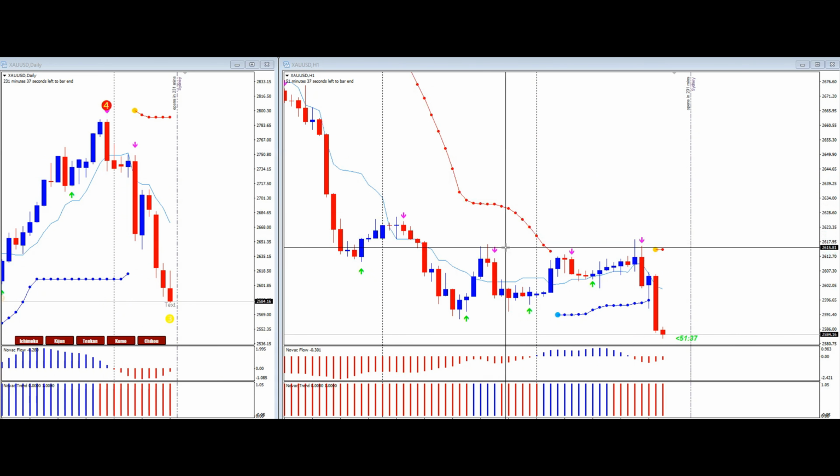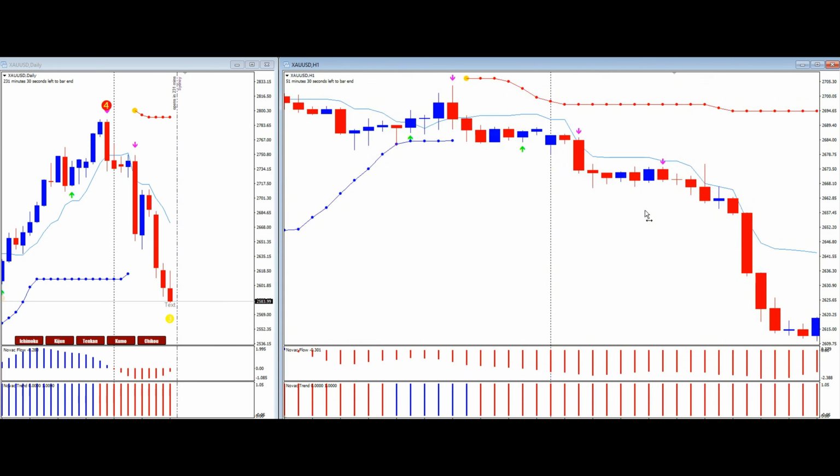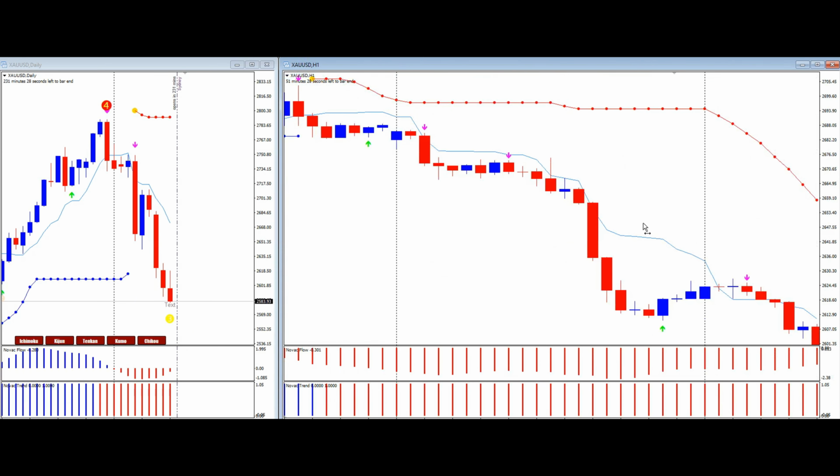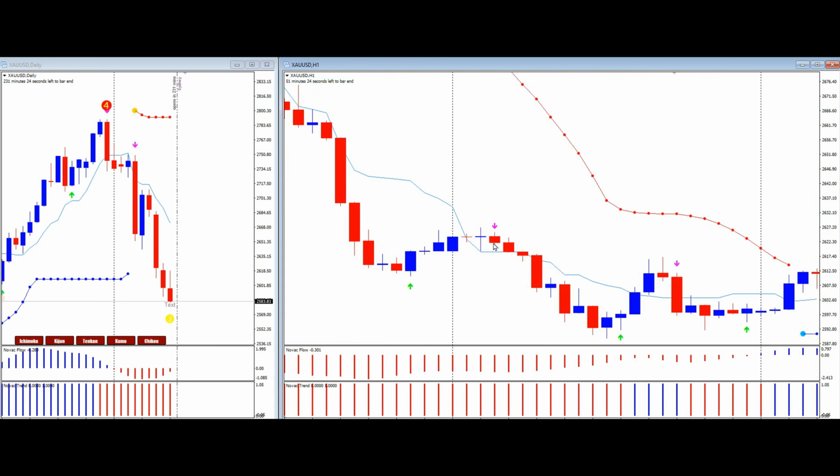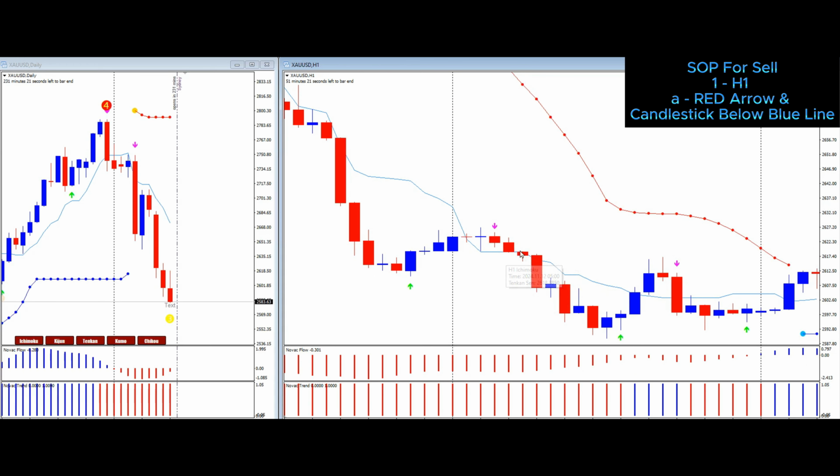So at H1, what are you looking for? You are looking for a candle, like for instance here, an arrow, and then the candlestick closes below this blue line. From here you are saying that okay, when this candle closes, I am looking to do a sell on the next candle.